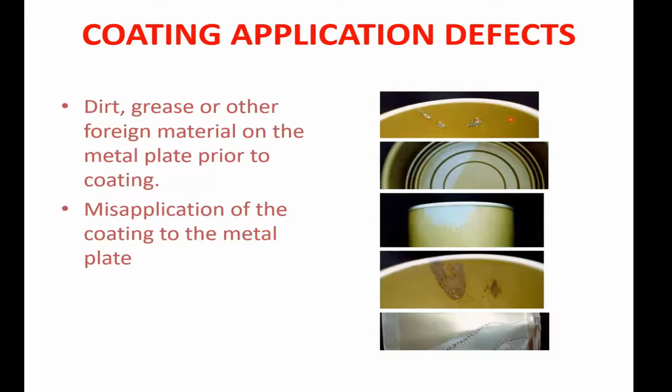So if you are in the quality control section, or if you are in charge of this canning, you have to examine each and every can. You have to train the staff who are involved there, that they have to examine each and every can before they go for the canning. Is it clear? So dirt, grease, or other foreign materials on the metal plate prior to coating can take place. Misapplication of the coating to the metal plates, if you're not coating it properly, is another problem we can come across. These are all defects that we can see at the manufacturing level of the cans.